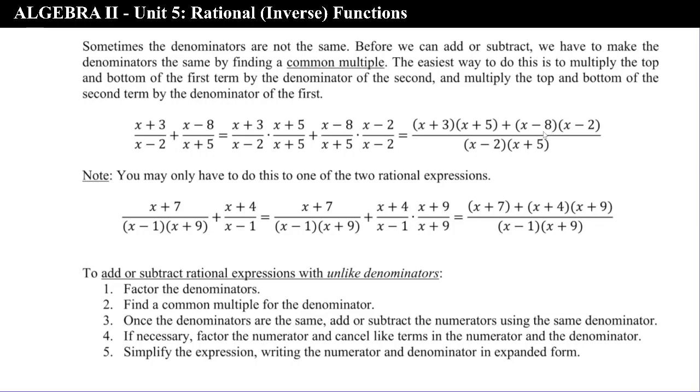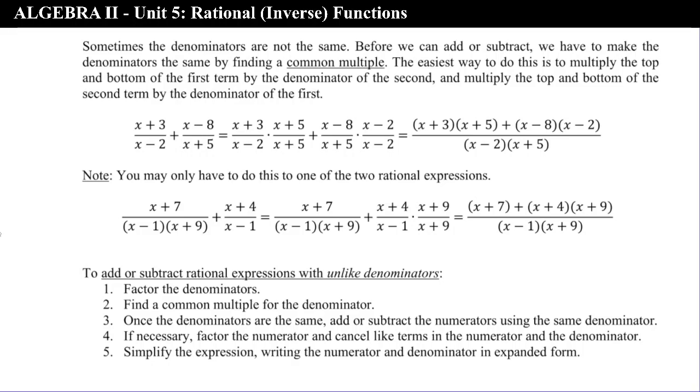Now note, you may only have to do this to one of the two rational expressions. So in this one, we've got x minus 1 in both of these, so you don't have to multiply the flip. The first one you don't have to do anything to. You only need to multiply the second one by this x plus 9, which is what is extra on the first. And that will give us our common denominator of x plus 9 times x minus 1. And then the top you take care of from there.